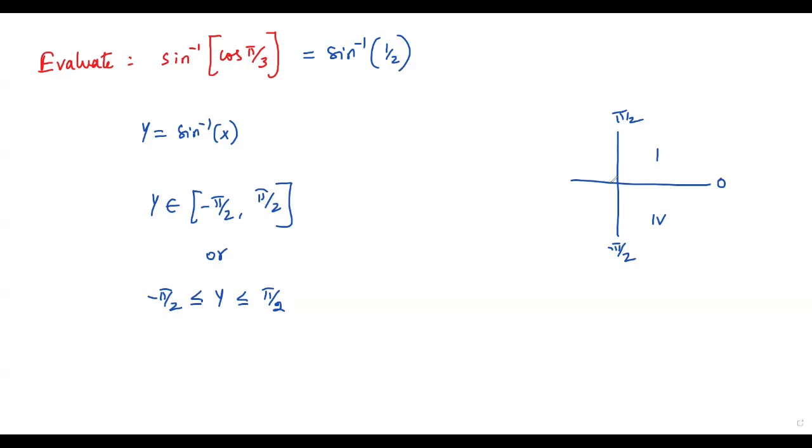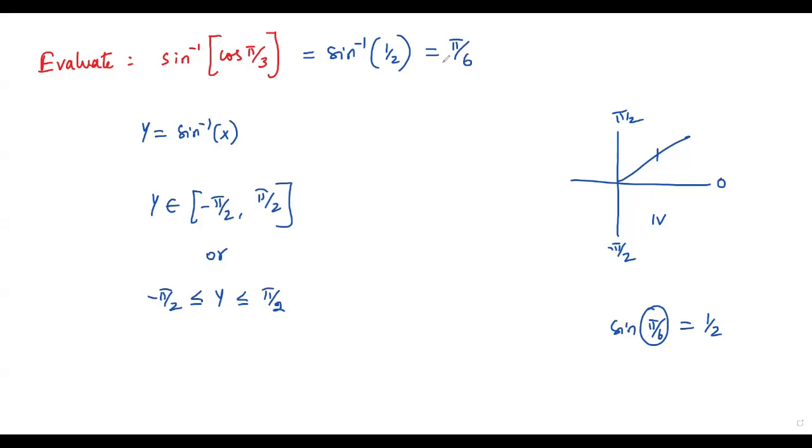Now using the unit circle or trigonometric ratio table, we have to find the angle measure for which the value of sine is 1/2. Clearly it's 30 degrees or pi over 6. So that means sine pi over 6 is equal to 1/2. This pi over 6 is in the first quadrant and also in the interval negative pi over 2 comma positive pi over 2. So the evaluation of this inverse sine of 1 over 2 is pi over 6.